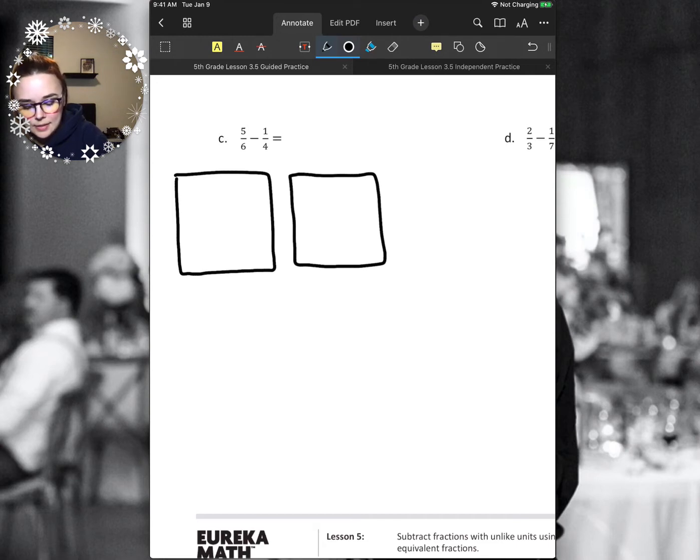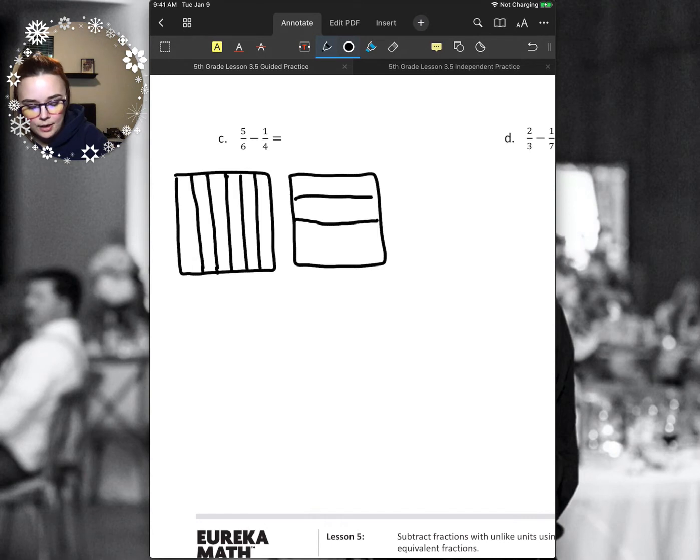So my 6ths, I'm going to divide it in half and then divide my halves into thirds. And that gives me my 6ths. And then my 4ths, I'll divide in half and then divide my halves in half. And that gives me my 4ths.